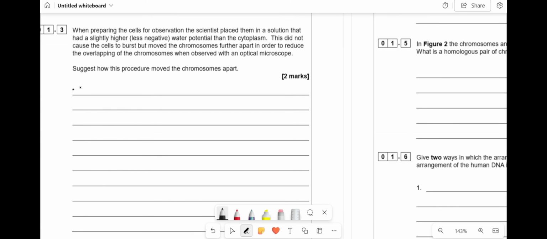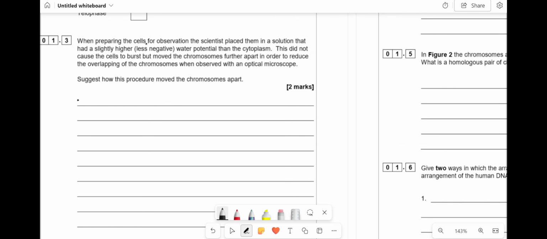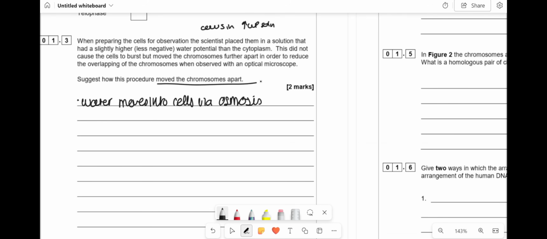So it's suggest. They've just told you that what they've done is they've used a slightly higher water potential solution. So cells in higher water potential solution. The only thing that can explain what might be going on is that water moves into cells via osmosis. And they've told you that this moves the chromosomes apart. So you need to think of any possible reason as to why water moving into a cell would move the chromosomes apart. The only explanation is that the insides of the cells are getting bigger and the chromosomes are spreading out.